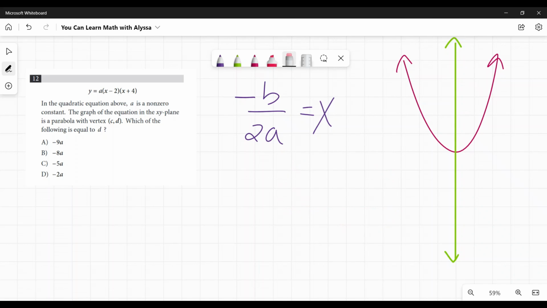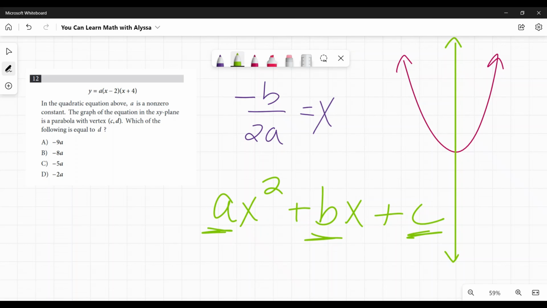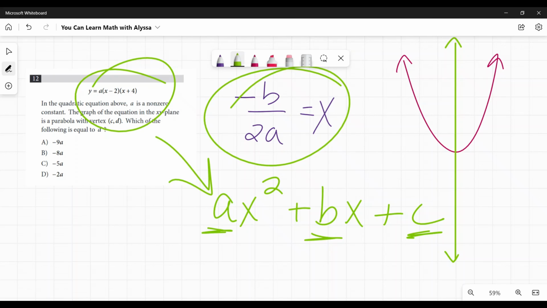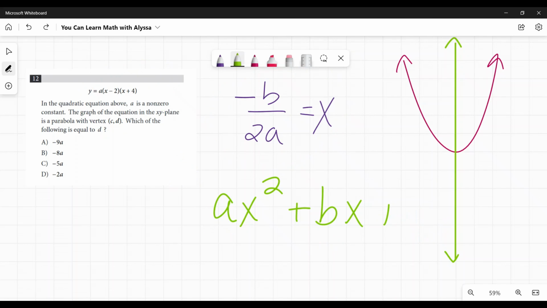Woohoo! It's my favorite way to find the vertex. Some teachers prefer others. I don't. I like this way. So negative b over 2a, where do those come from? Now this is not referring to that letter a that's over there. This is referring to when a quadratic is in the form ax squared plus bx plus c, where a, b, and c are constants, or just numbers. This is not in that form, so we can't find the vertex just yet.